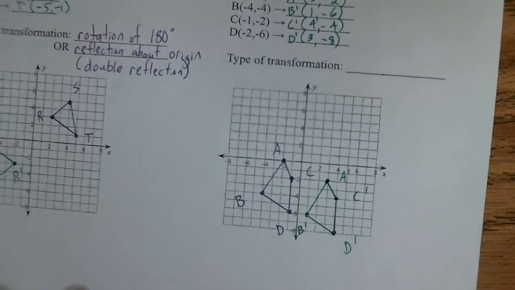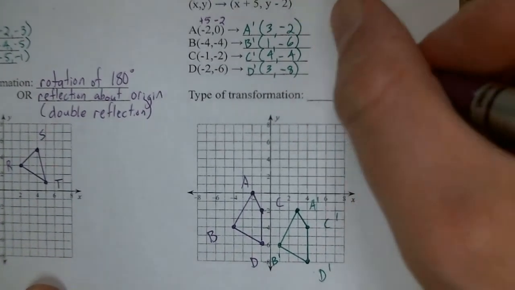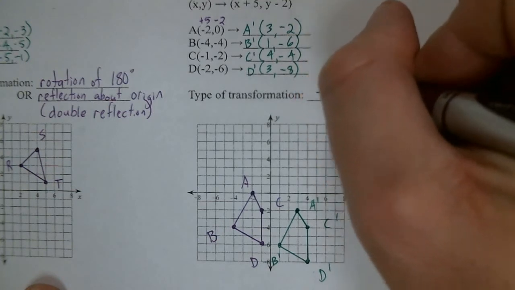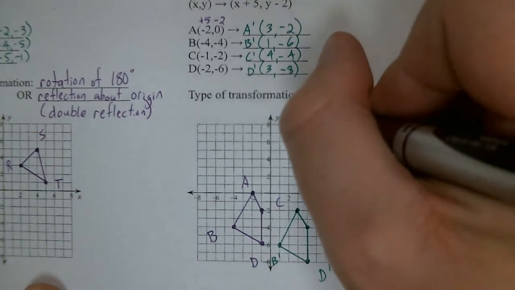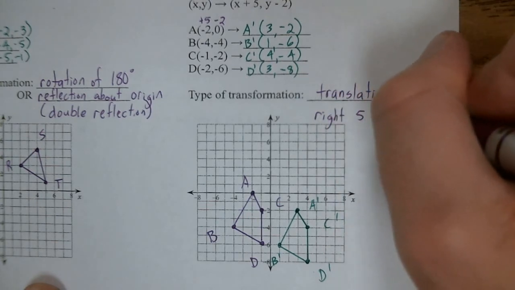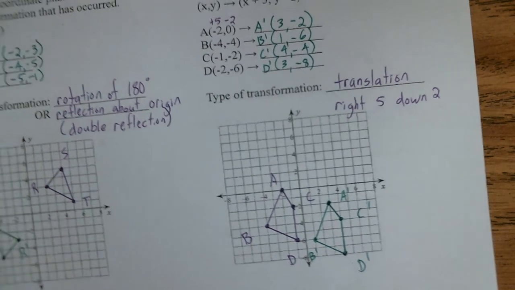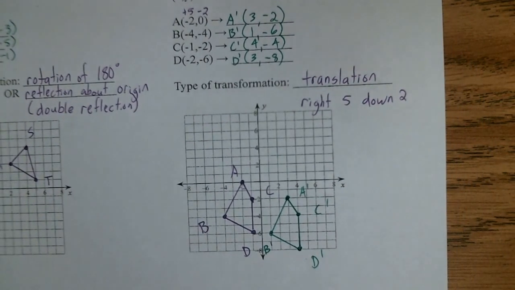Okay, so what happened here, this is just a good old-fashioned run-of-the-mill translation. We're going right 5 and down 2. Okay, just make sure your figure is intact and make sure you didn't plot anything incorrectly and that your figure doesn't change, because in a translation it's a rigid motion, your figure doesn't change the shape or the size. Alright, so that's it for this quick video, and I wish you guys good luck on the quiz.